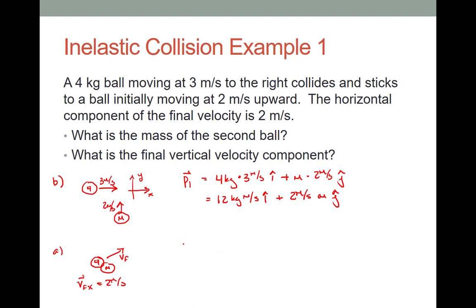After the collision, the two objects stick together. So the combined mass would be 4 kilograms plus the unknown m. And then I need to multiply by the velocity, which is 2 meters per second in the x direction, plus an unknown v final y in the y direction.